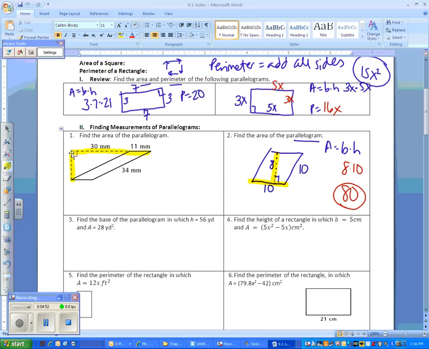Right? So we don't know what the height is. It's not given to us. When it's not given to us, we're probably going to have to do Pythagorean's theorem. In this case, this red triangle that they give us is a right triangle, so we can do Pythagorean's theorem to figure out what the height is, because if this side is 34, then that means that this side is 34. So you're going to do Pythagorean's theorem to find the height.